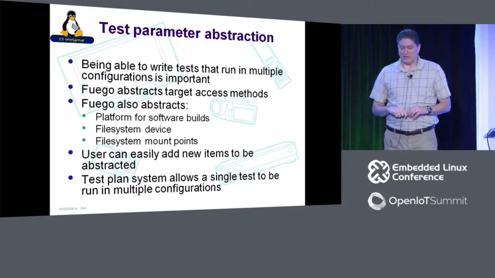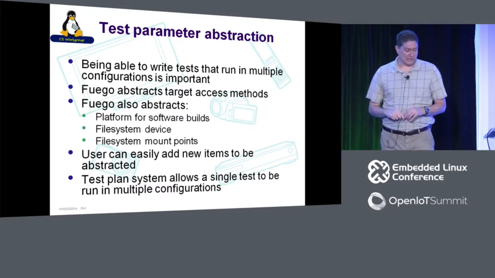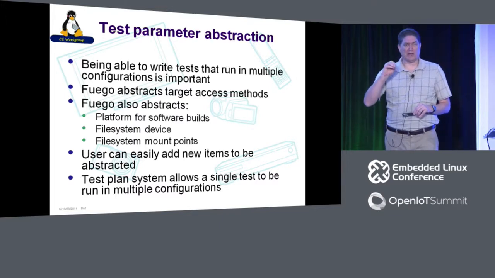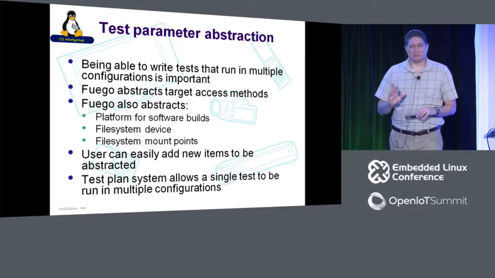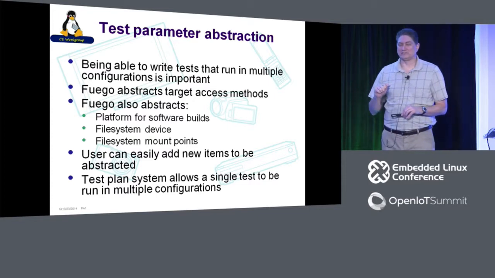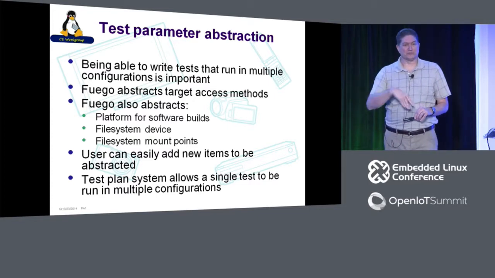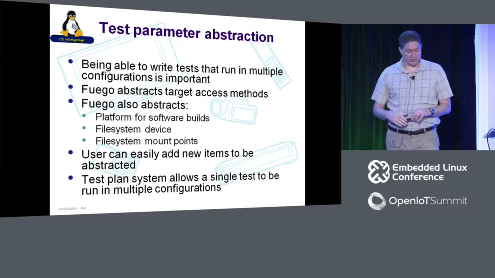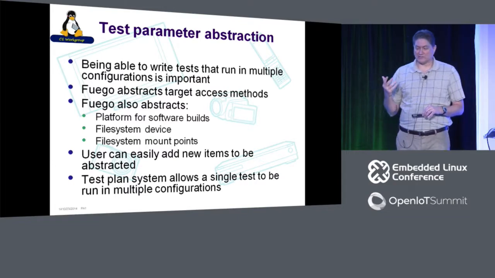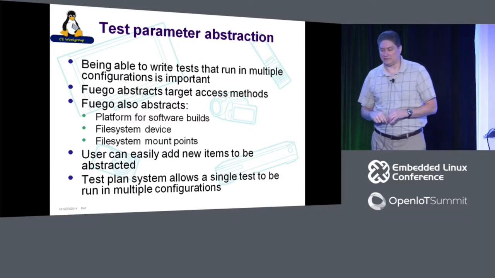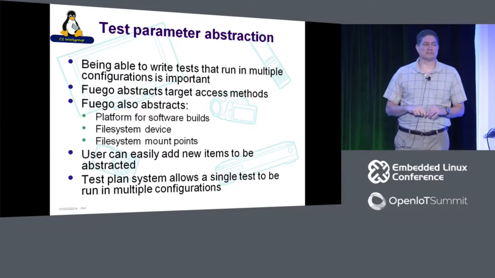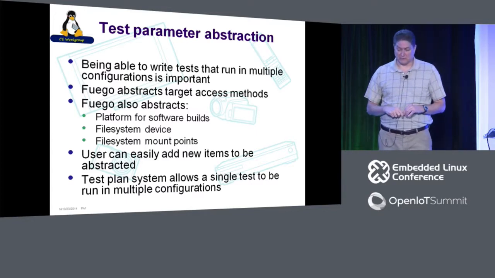Fuego also abstracts things like the platform for the software builds. In theory, I have only done Yocto project SDKs and tool chains, but you can stick a Buildroot or a Linaro tool chain in there, and you define some variables, and it all just works. And then Fuego abstracts things like the file system, devices and the mount points for some of the file system tests that we do.